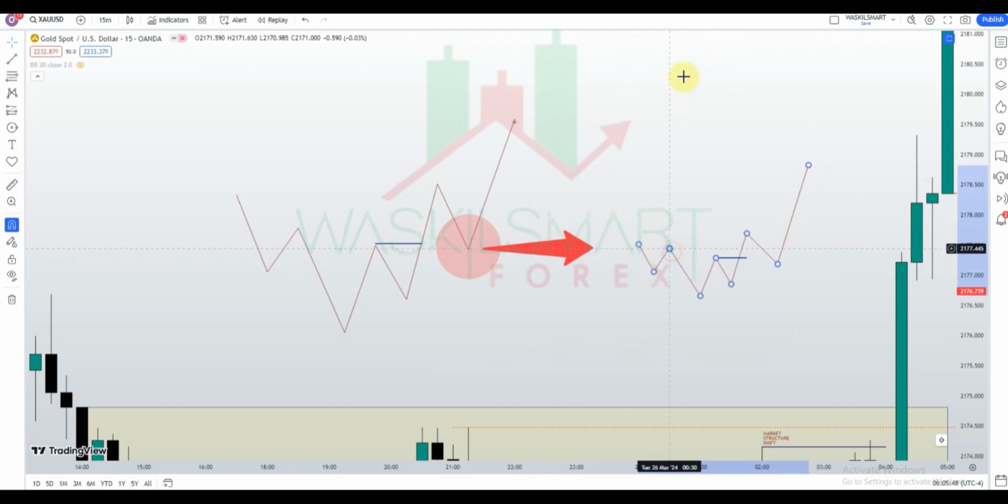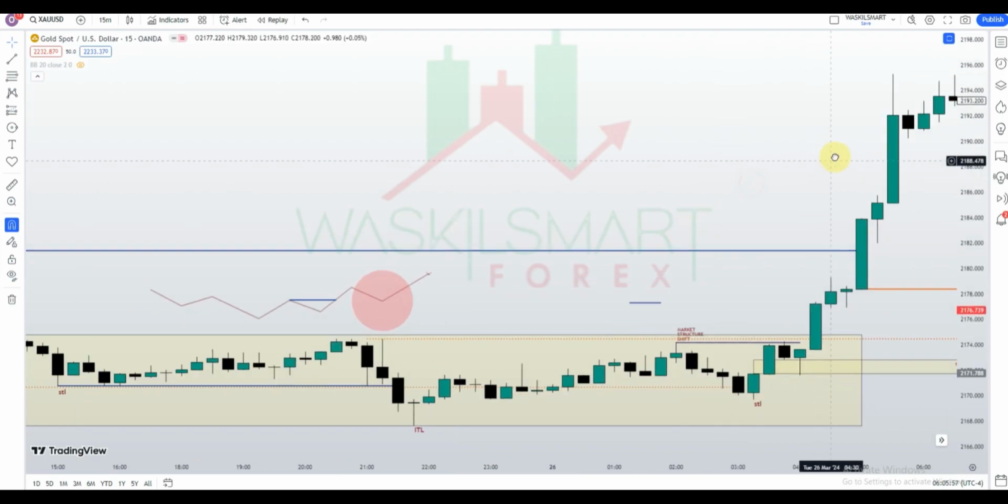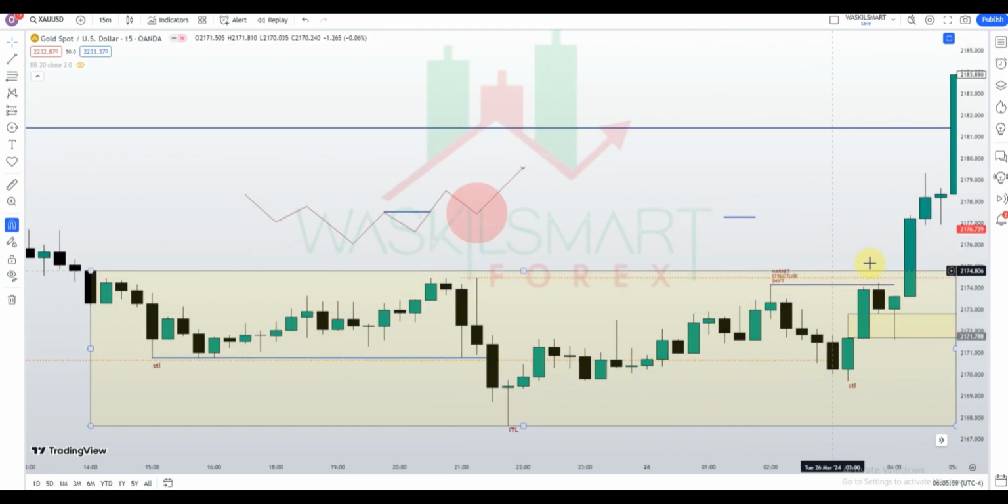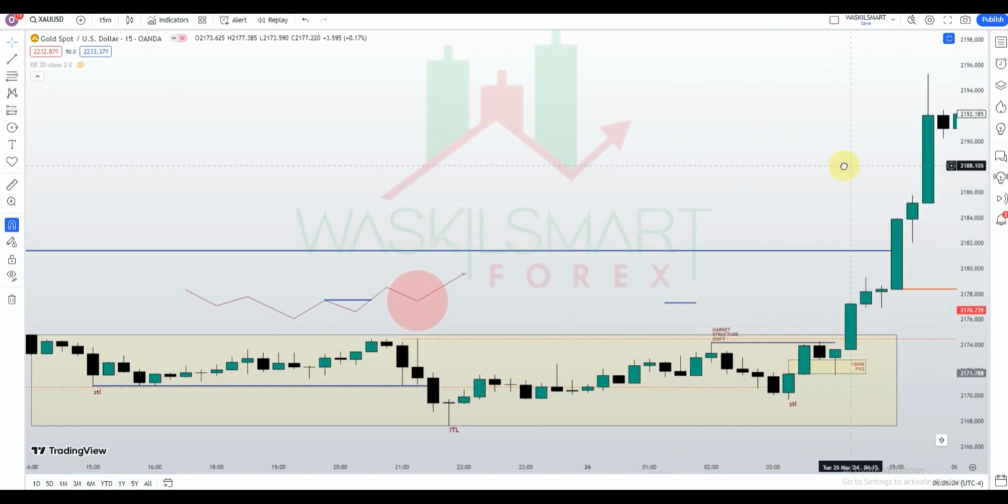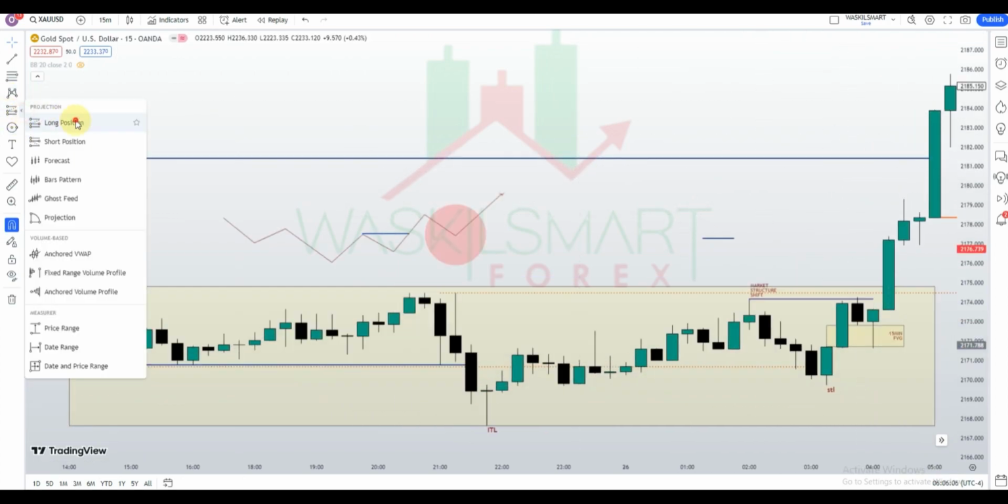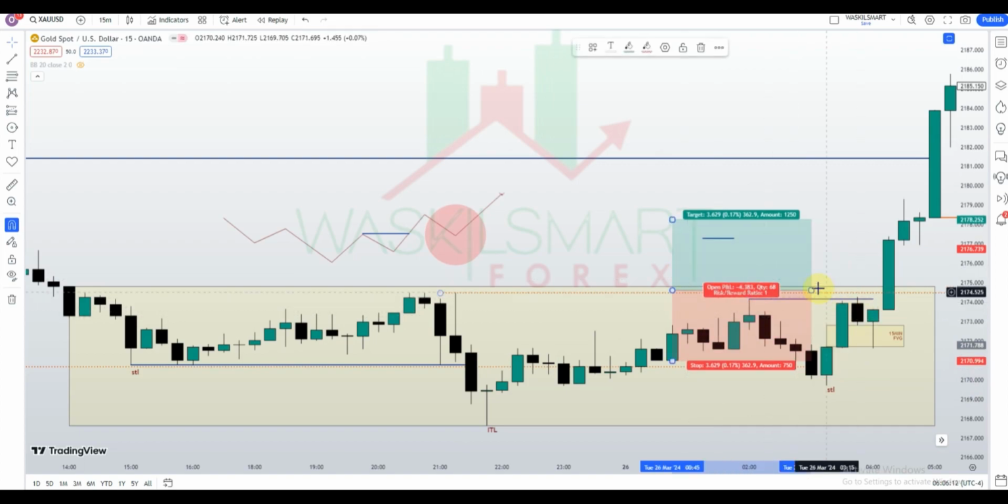Let's go back to the charts. Okay, let me delete all this. Okay, this is it here. This is the fair value gap. I was expecting the market to come to the fair value gap, then you can be a buyer.